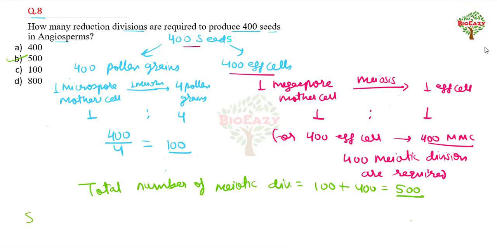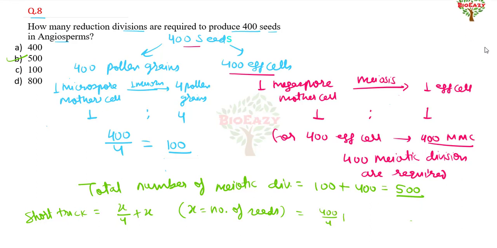Now there is a short trick for your exam: x upon 4 plus x. Here the x is equal to the number of seeds. So we can put the value directly in this formula, like 400 upon 4 plus 400 is equal to 500. Clear?